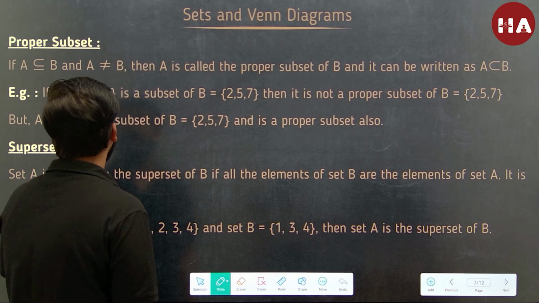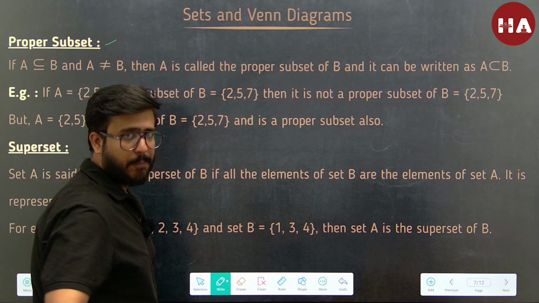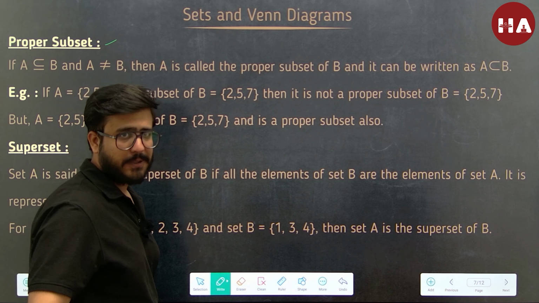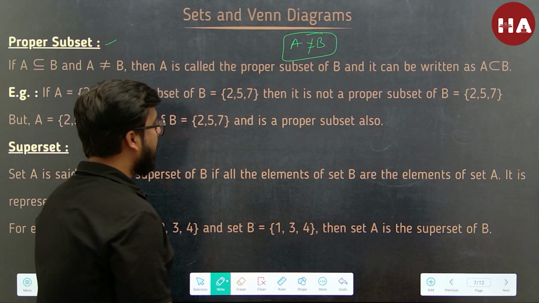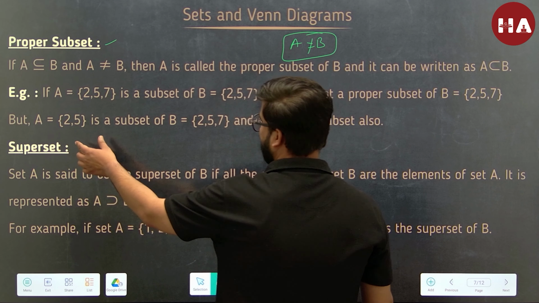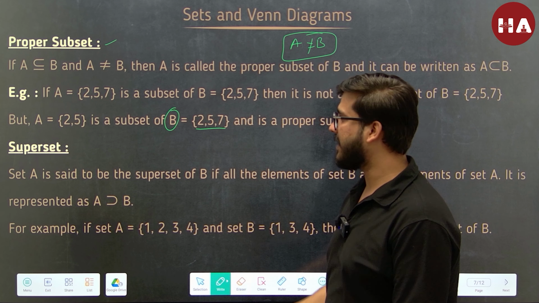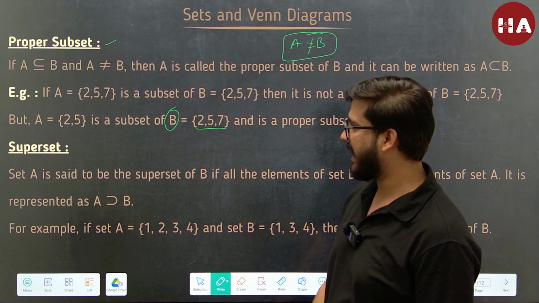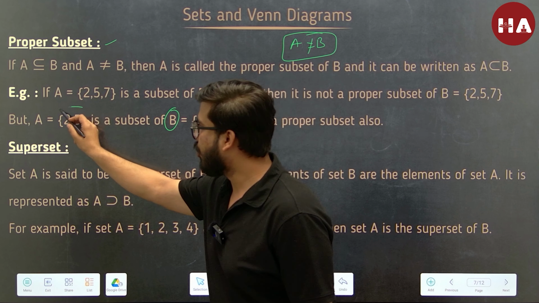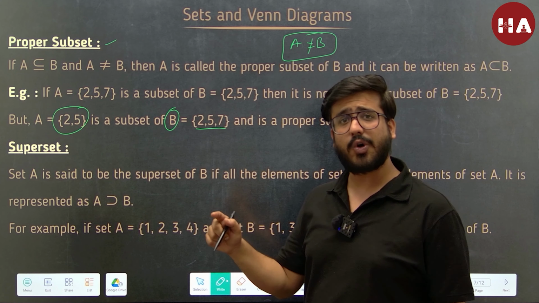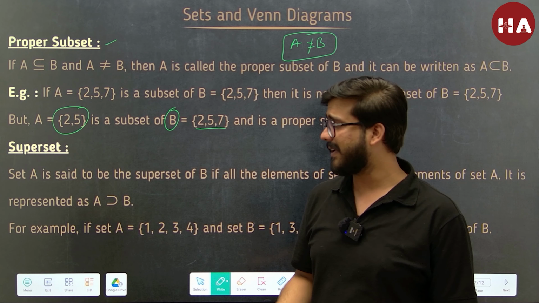Okay, now proper subset. What is a proper subset? If the number of elements in A is not equal to the number of elements in B, suppose that set B consists of 3 elements, 2, 5, and 7. If I am talking about a subset, that will be {2, 5}, {5, 7}, and so on, which we have studied in the previous slide.